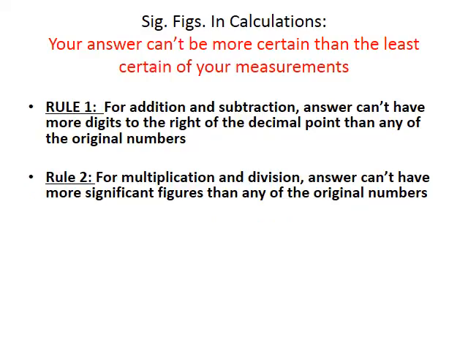Now the rule is slightly different if you're doing multiplication and division. If your calculation involves those 2 operations, you have to round your answer to the least number of significant figures in your original measurements. And this is not necessarily the same as the number of decimal places. In order to do this, you need to be able to count the number of significant figures in any reported measurement. And this means distinguishing between zeros that are considered significant or measured and those that are considered just placeholders.